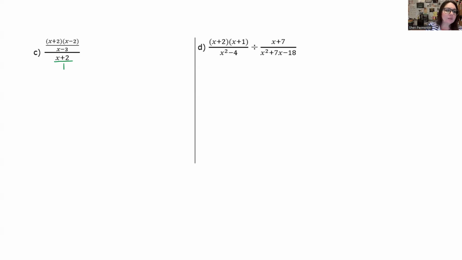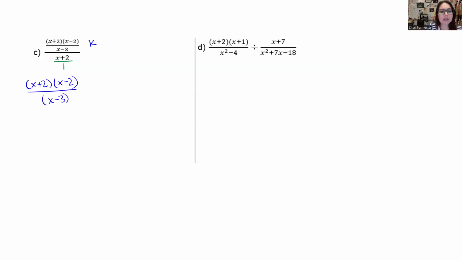I have to double check and look and see, is everything factored? Yes, this one's nice. Everything is factored. So I don't have to factor anything. And now I'm going to keep the top the same and rewrite it. X plus 2, X minus 2. That's a difference of perfect squares if you multiplied it out.